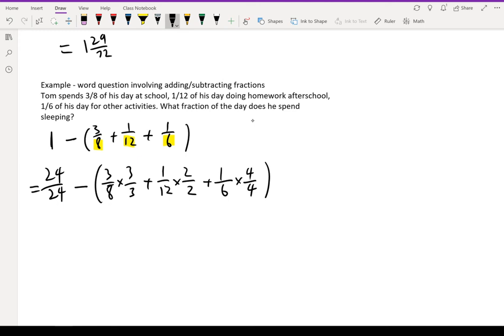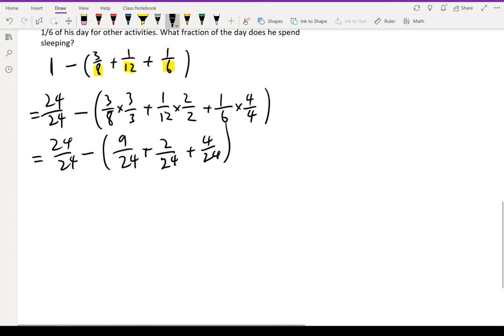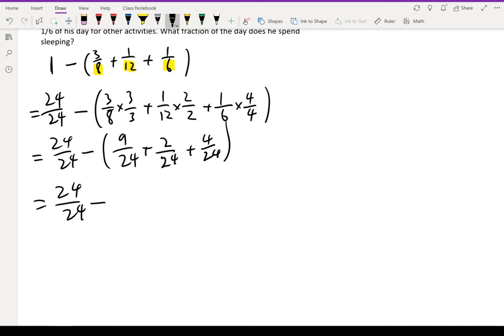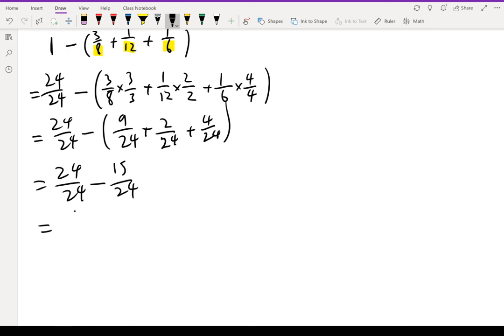And then let's continue. So 24 over 24 minus, we have 9 over 24 plus 2 over 24 plus 4 over 24. Add them all together. So that's going to be 24 over 24 minus 9 plus 2 is 11. 11 plus 4 is 15, minus 15 over 24. And so once you take the subtraction, that is 9 over 24. Okay, so 24 minus 15 is 9 over 24, which works out quite nice, he spends 9 hours sleeping.